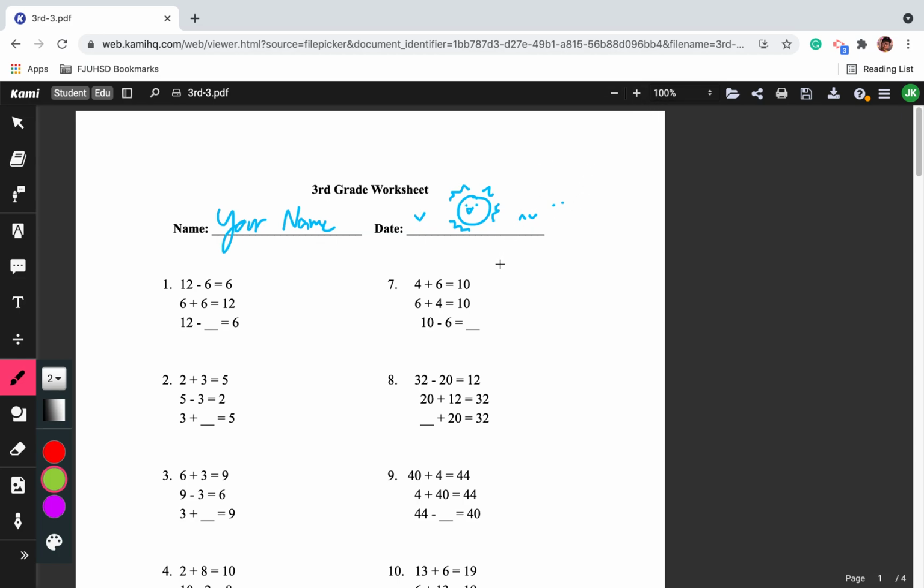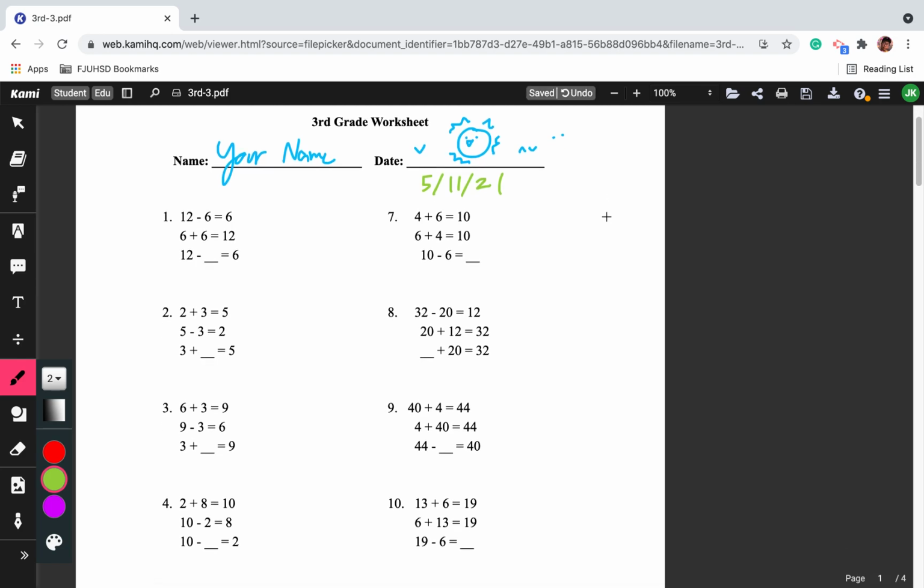I'm going to be doing some examples, you're going to follow along, and I hope because of the examples you'll understand. Remember to write your name and the date. Instead of drawing, I just drew, because why not? If you actually do want to know what the date is, it's May 11th, 2021. Okay, let's start.